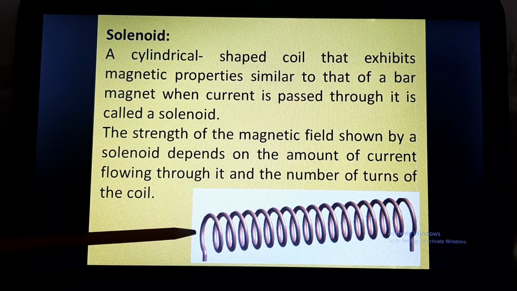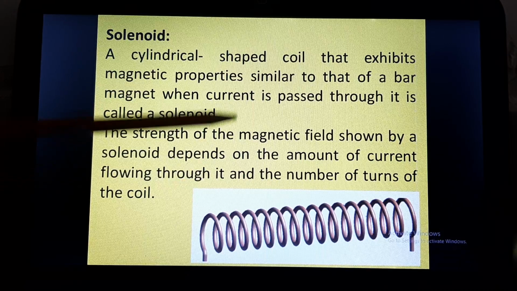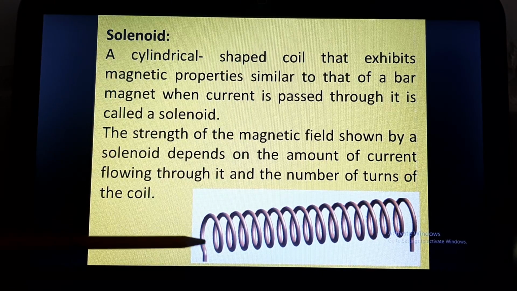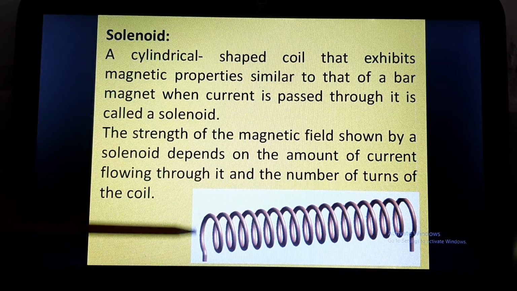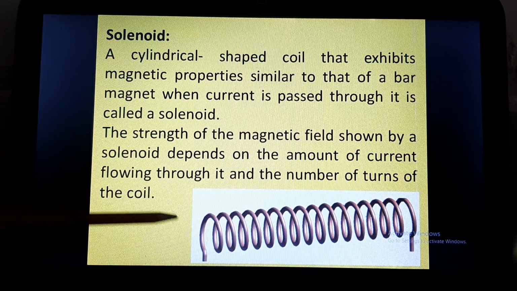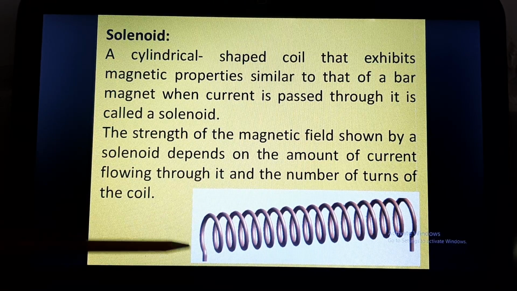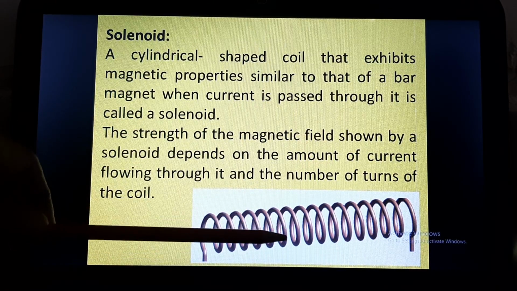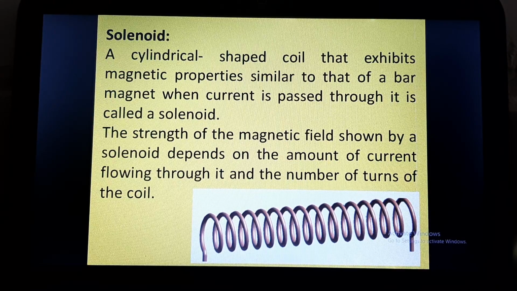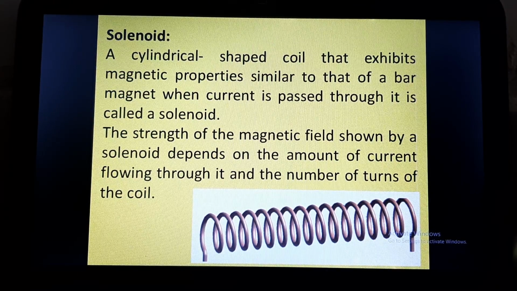So how strong the magnetic field will be depends upon the number of coils. The more the number of coils, the more the number of turns, the more will be the magnetic field. And the more amount of current will produce a stronger magnetic field.